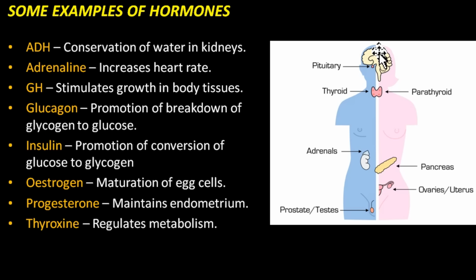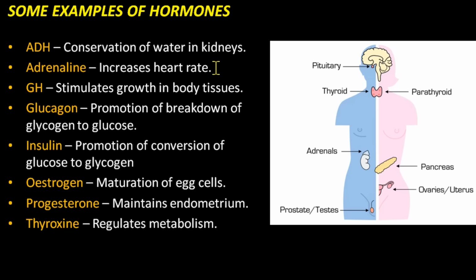These include the pituitary gland in the brain, the thyroid gland in the neck, the adrenal glands that are right above the kidneys, and the pancreas. In women, there are the ovaries, and in men, there are the testes. So some examples of hormones include ADH, or antidiuretic hormone. These help to conserve water in the kidneys and in the bloodstream so that it can be reused for sweat and you don't urinate out all the water.